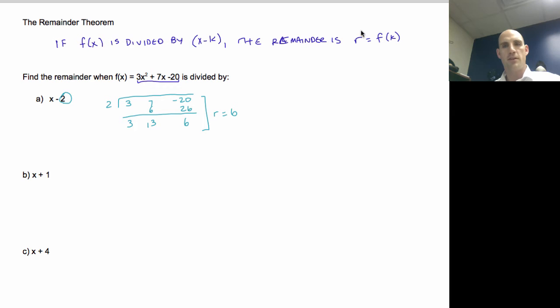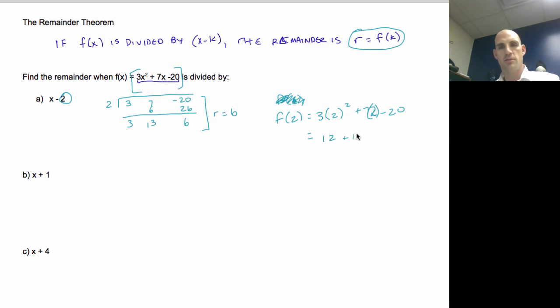Well, what the remainder theorem says is that my remainder is equal to f of k. So I'm going to test that theory. Sorry, k is 2, so f of 2, and I'm going to put that back in. 3 times 2 squared plus 7 times 2 minus 20, that would be 12 plus 14 minus 20, which is 26 minus 20, equal to 6.